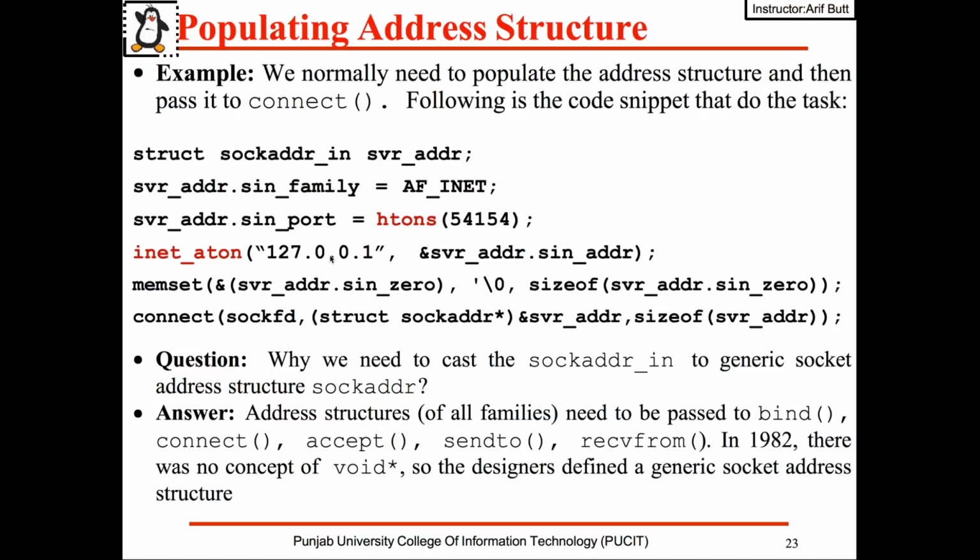And this is the loopback address. You can mention the address of the Ubuntu server over here. Well, this memset is used to fill up the padding area with null bytes, and finally we call connect, and always cast the address to the generic address structure sockaddr. This is done because the address structures of all families need to be passed to calls like bind, accept, connect, sendto, and recvfrom. In 1982, there was no concept of void pointer, so the designers defined a generic socket address structure. So remember, do not forget to cast your address to this generic address structure.